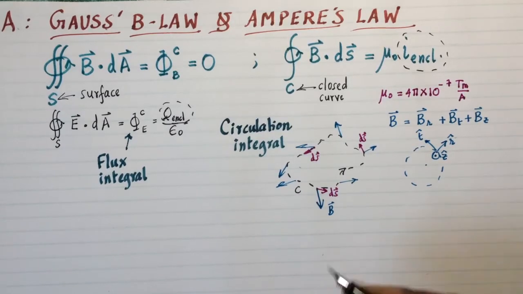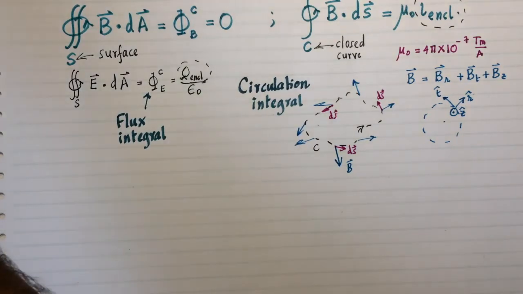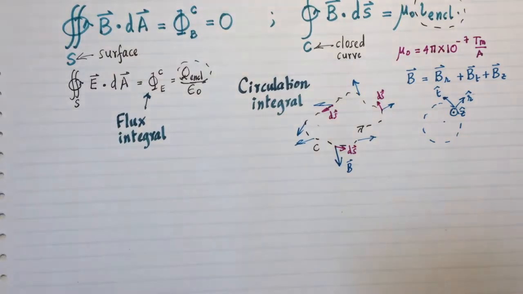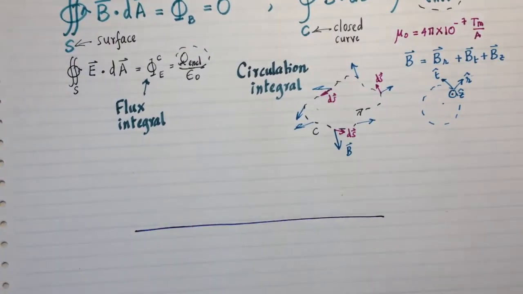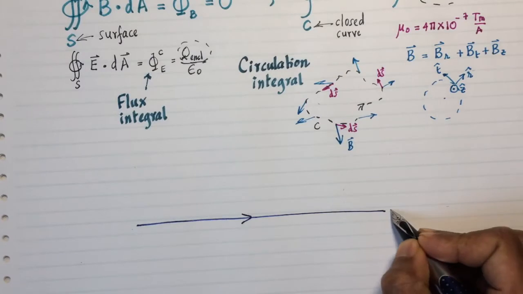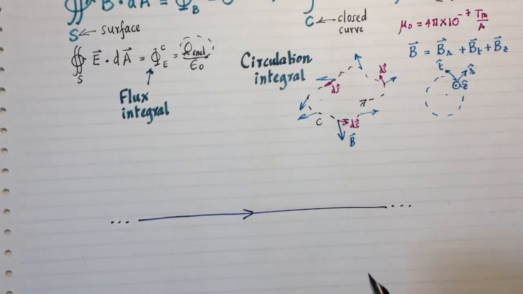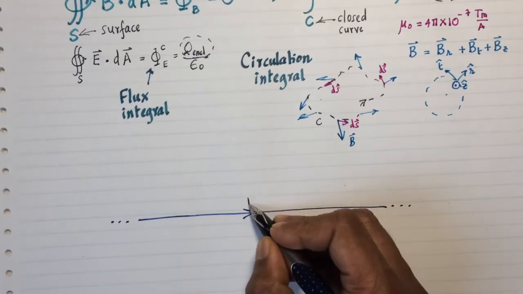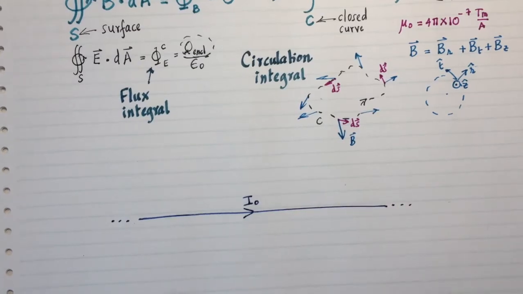Just like the charge enclosed in Gauss's E law, you have the current enclosed in Ampere's law. Let's actually use Ampere's law in a simple way to find the magnetic field everywhere of an infinite straight wire. There's an infinite straight wire, and I'll indicate it's infinite by putting those ellipses. And it's carrying some current I. Let's say the current is constant. Let's call it I naught. And you want to find the magnetic field everywhere in space. How do you do it?